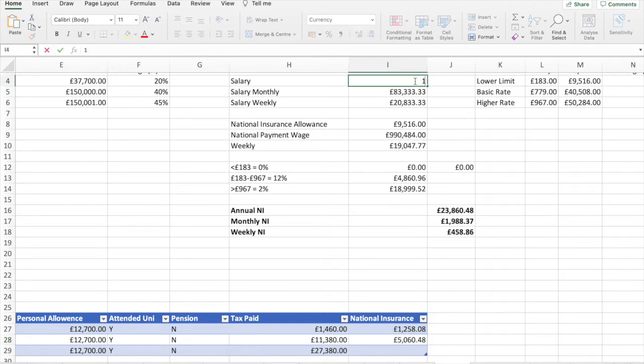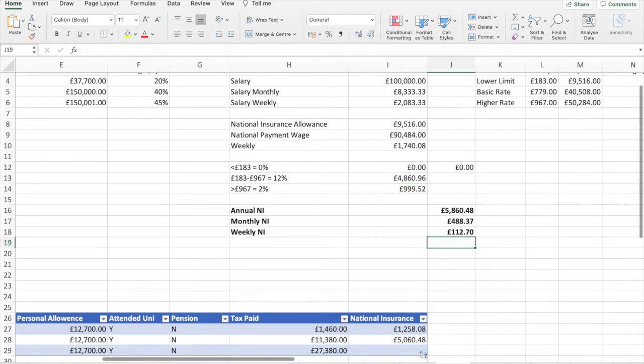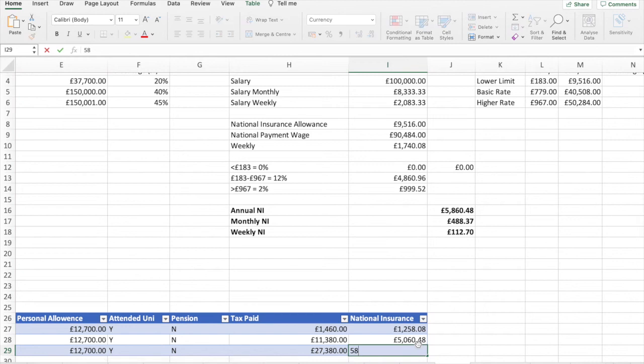Sam's national insurance payments equate to 5,060. We're going to do the same for Ben the broker on 100k. The same steps follow. He's going to be paying national insurance on this figure of 90,484. Ben is well over the weekly amounts for both. Ben the broker's national insurance payments equate to 5,860.48.